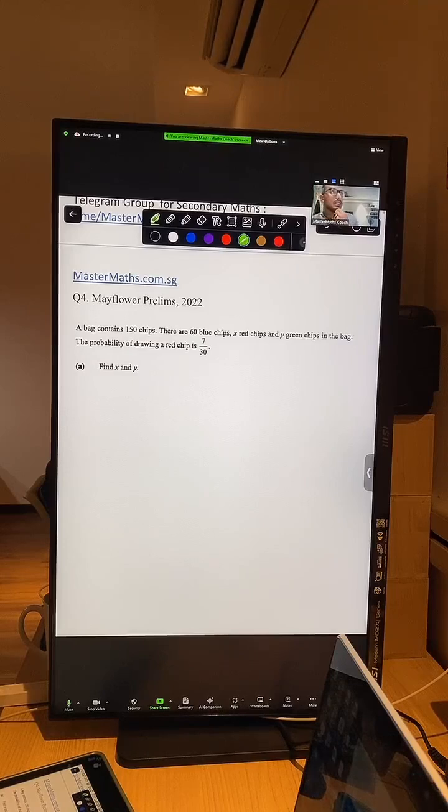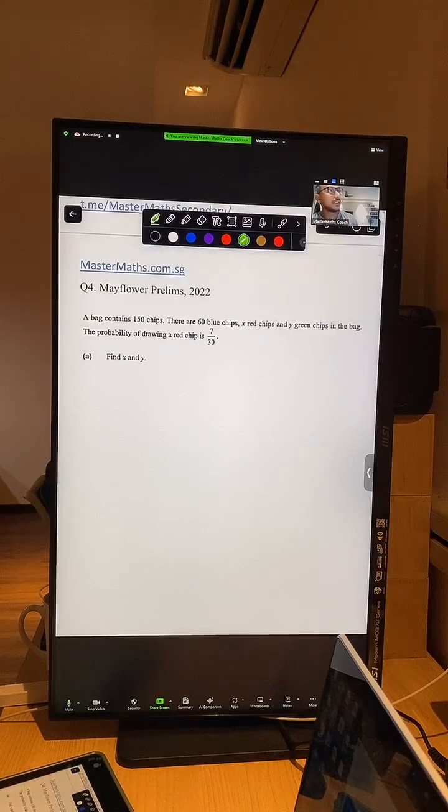Okay, come. Let's find X and Y. It says here a bag contains 150 chips. There are 60 blue chips, X red chips, and Y green chips in the bag. So 3 colors: blue, red, and green. The probability of drawing a red chip is 7 out of 30. Find X and Y. Okay, come. Let's see if you can do it. If you get ready, you tell me X equals what, Y equals what, and then we see if you're correct or not.